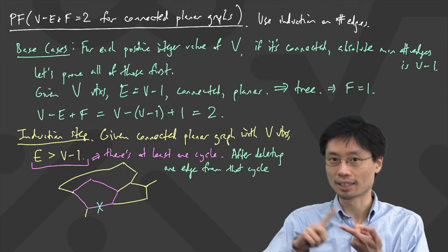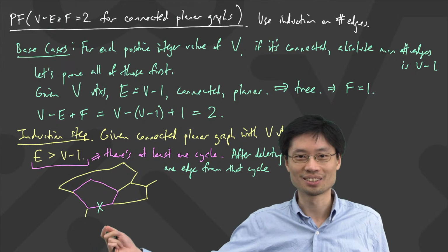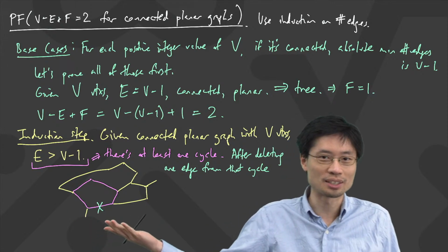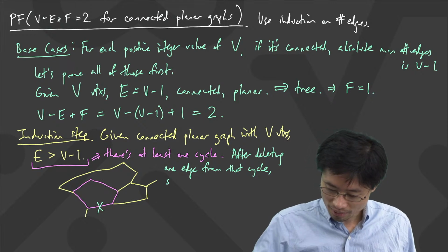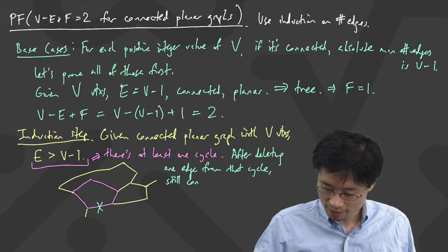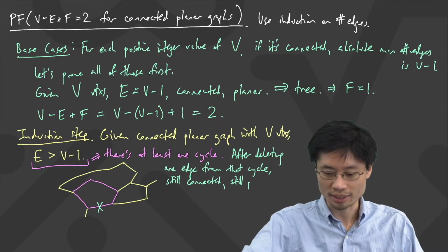well, you still have connected, and you still have planar, because the drawing you were looking at, you took away one edge. If there were no crossings before, there's still no crossing now. One edge from that cycle, still connected, and it's still planar. Still no crossings.